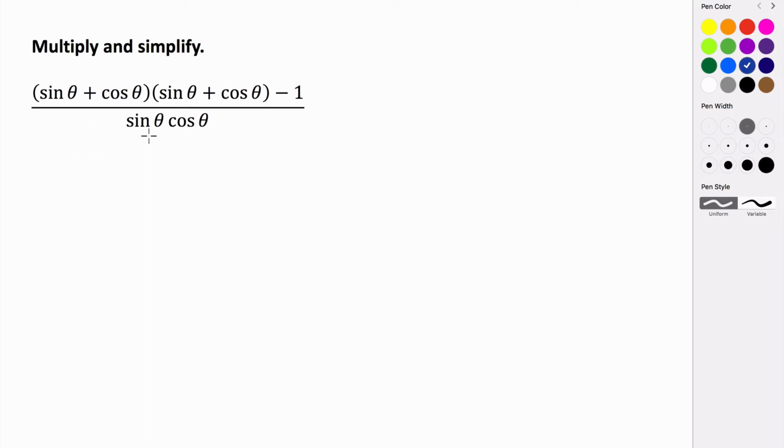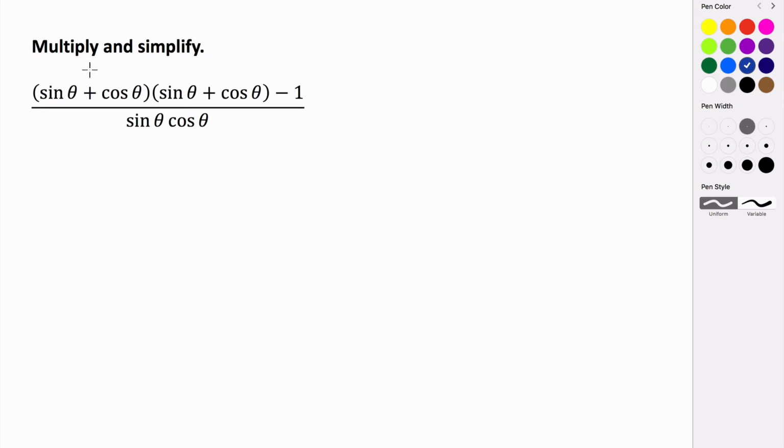In this video, I want to simplify this trig expression. So what we're going to do is multiply this product here and then simplify it as best as we can from there. So first, let's FOIL or distribute these two binomials in the numerator.